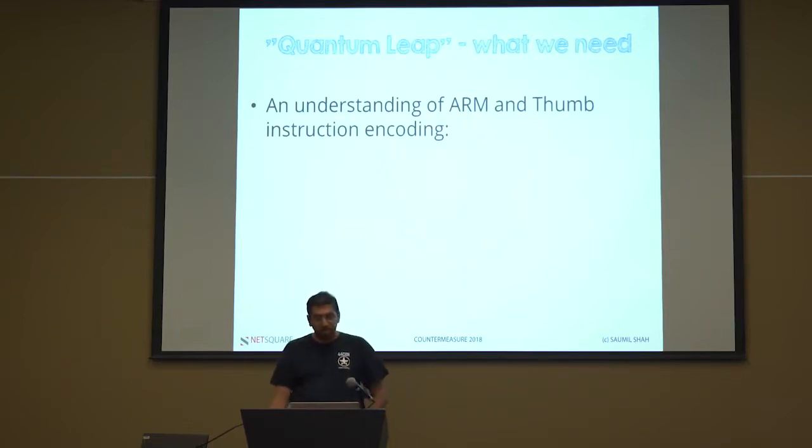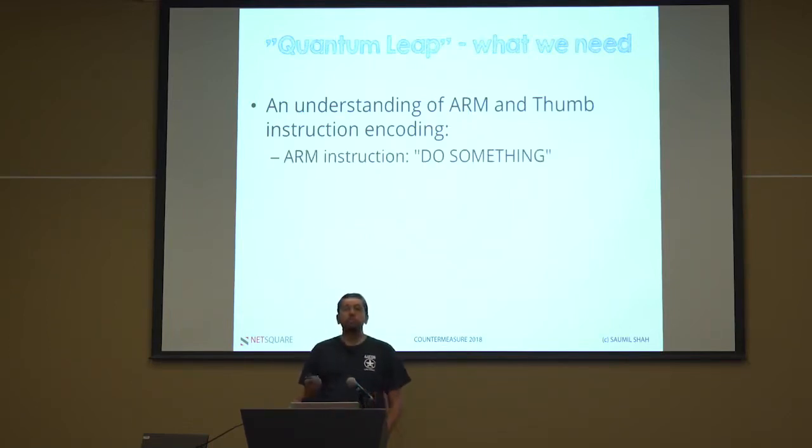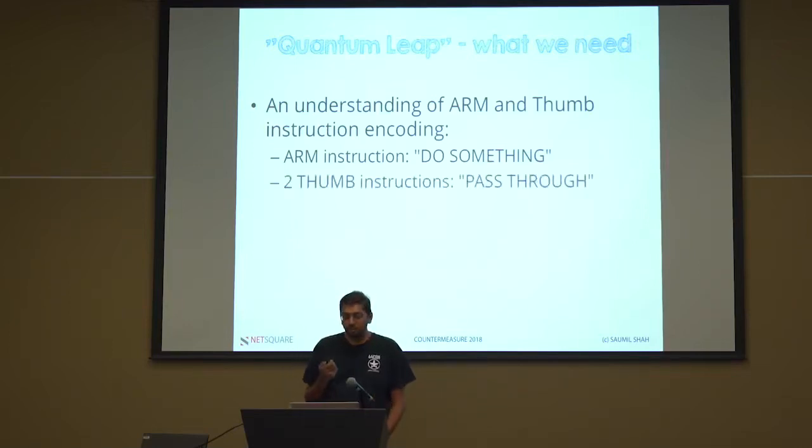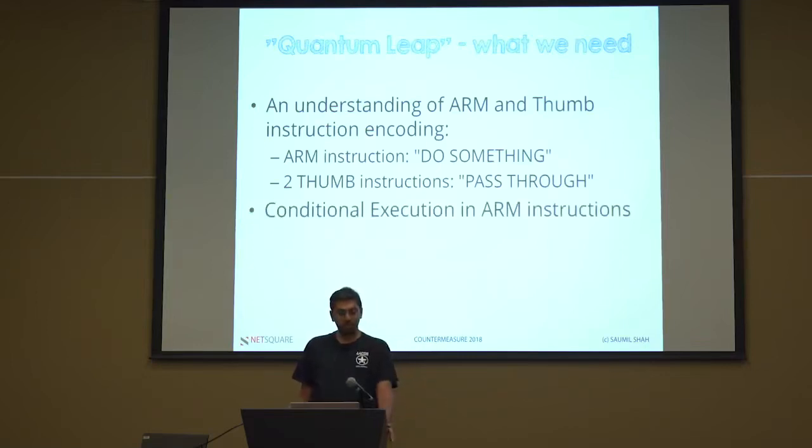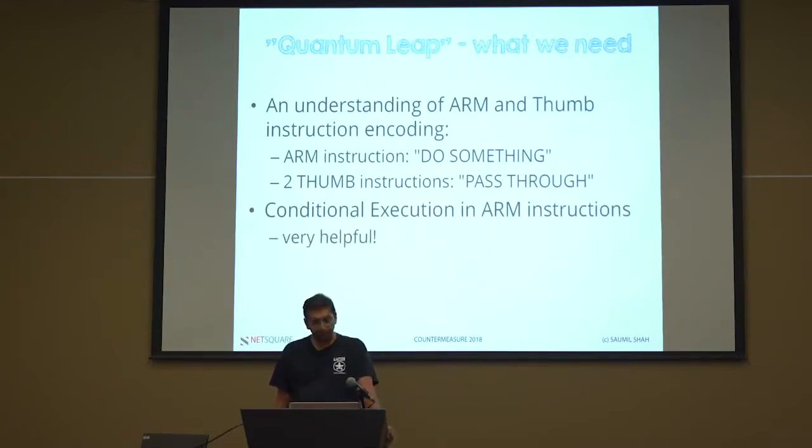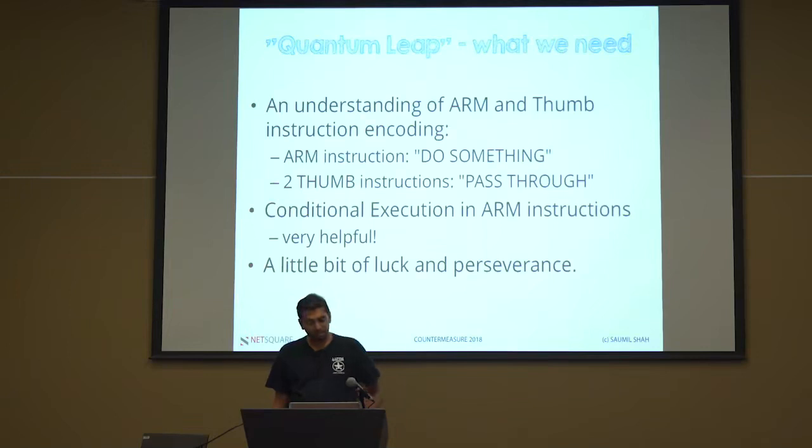It basically depends upon how clever the engineers can be to pack as much information in a single bit as possible. So we want to choose instructions which will do something meaningful when run in ARM mode, but the same ARM instruction, which is 4 bytes long, you split into 2 thumb instructions. Each of these thumb instructions simply does nothing, lets you pass through. To understand this, we also will talk about conditional execution in ARM, which is really useful, and that's what makes the polyglot support happen. And then we need some luck and perseverance.